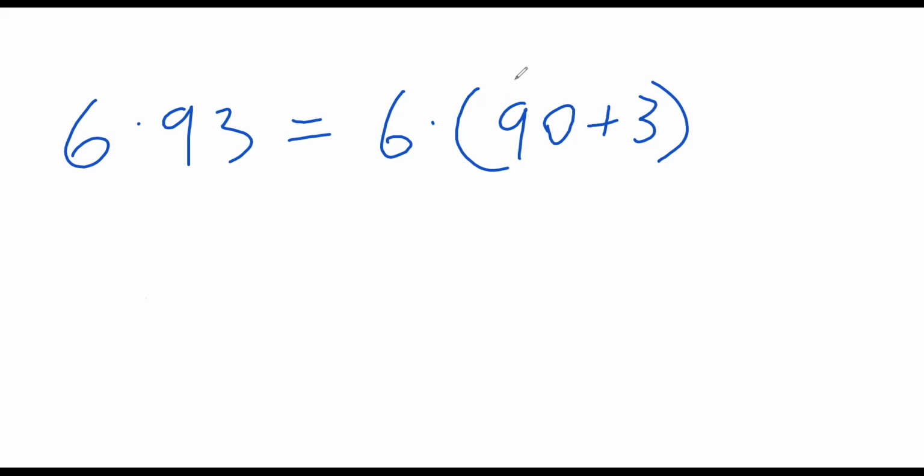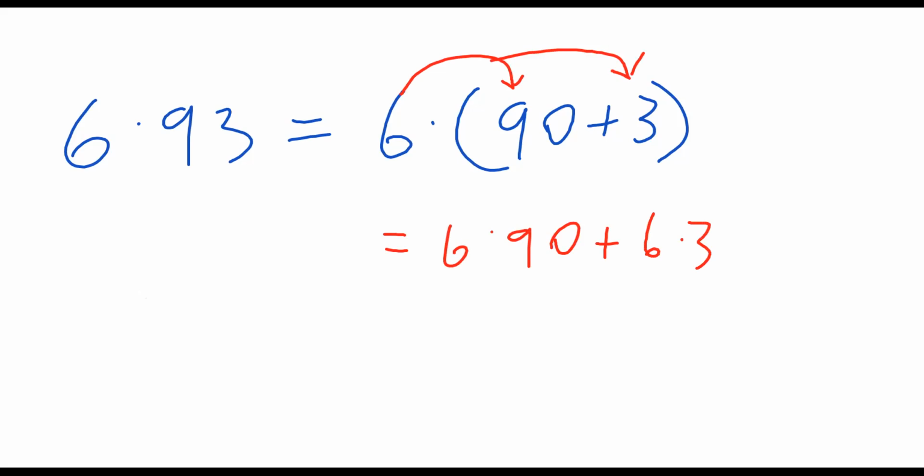And now what that lets me do, I can distribute the 6 like this. Then I can just do each one individually. 6 times 90 plus 6 times 3. Now 6 times 9 is 54. So 6 times 90 is 540. You just multiply it by 10. 6 times 3 is 18. So we end up with 558.